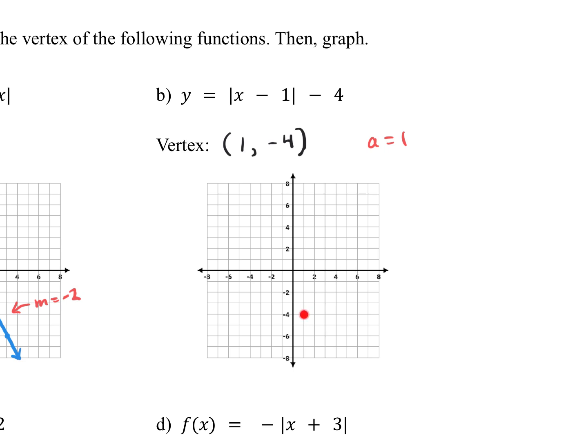So I start at my vertex, and going to the right, my graph has a slope of 1, which means I go up 1, right 1, up 1, right 1, like this. And then on the left of my vertex, I'll do the opposite slope. So up 1, left 1, like this. So we still have that V-shaped graph, and each half of my graph has opposite slopes. Here my slope is 1, here my slope is negative 1.